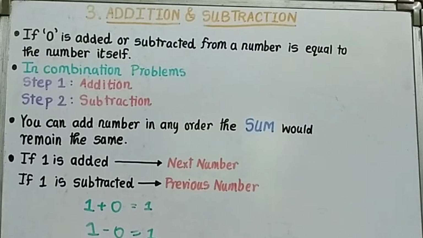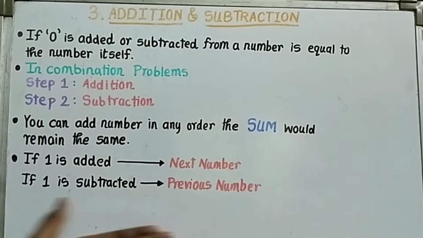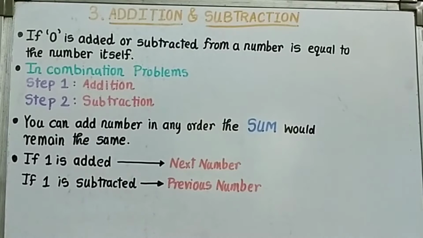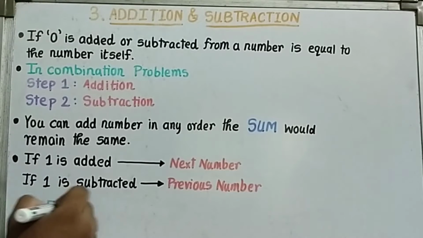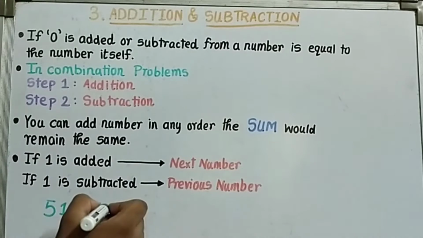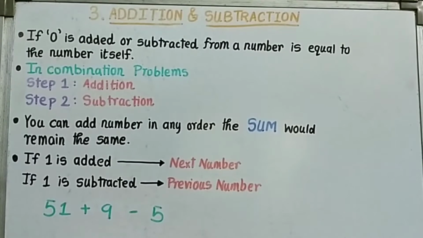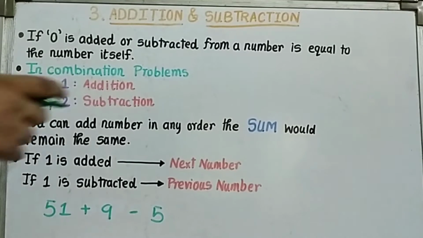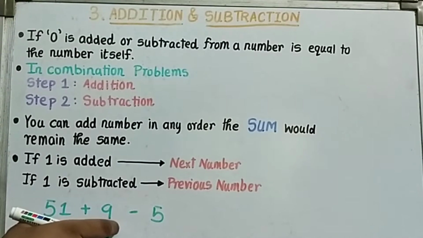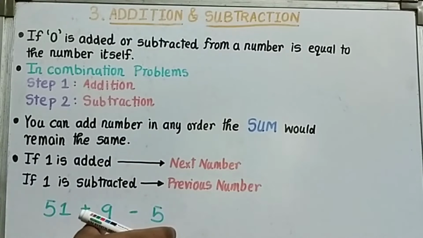The next is combination problems. Combination problem means that in the problem both addition and subtraction are given. Let us take an example: 51 plus 9 minus 5. Here we can see that first there is addition and second there is subtraction. So step 1, first we will solve the addition, and then step 2, we will solve the subtraction.